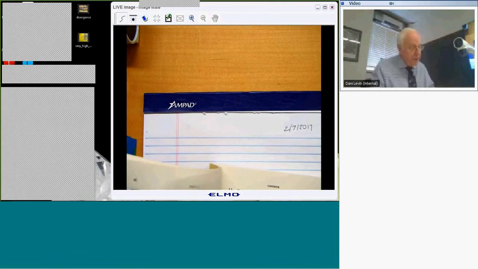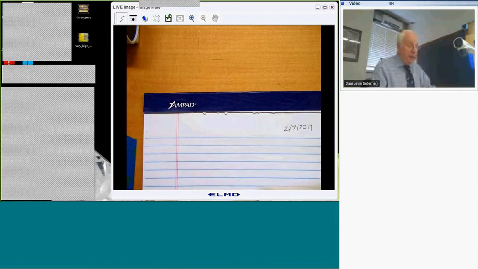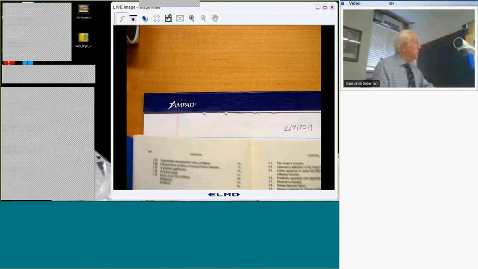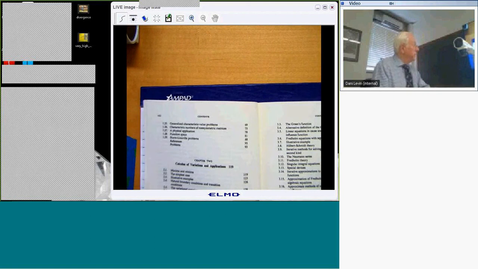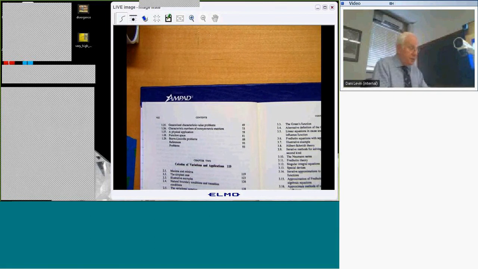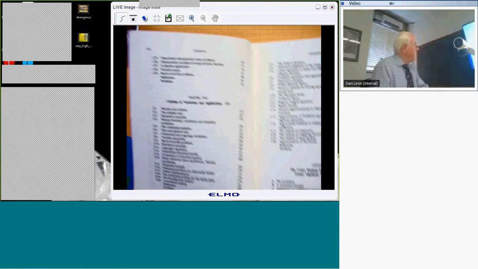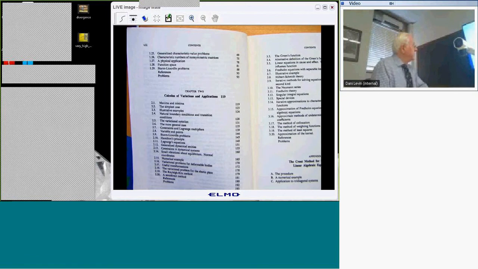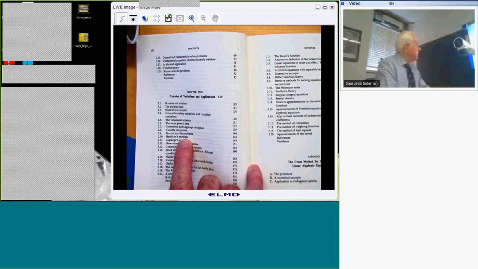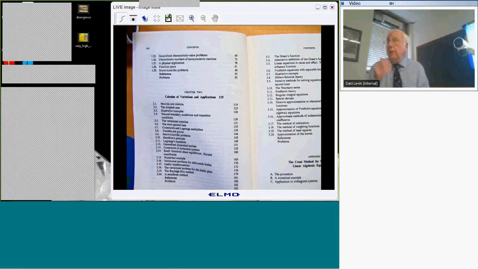So let me point out to you that in chapter 2, there it is, calculus of variations and applications. And you'll see he talks about a lot of things. He talks about Sturm-Liouville problems. He talks about Hamilton's principle, Lagrange's equations, and so forth and so on. So this is probably, if you want to know a little more, one of the better resources.